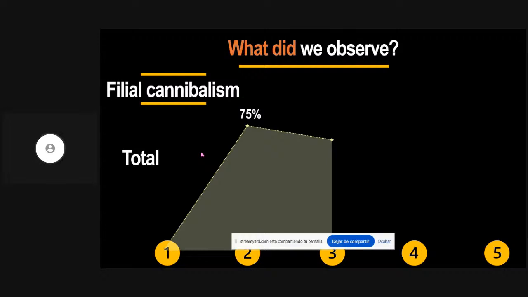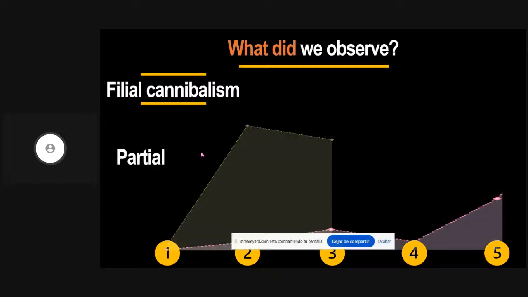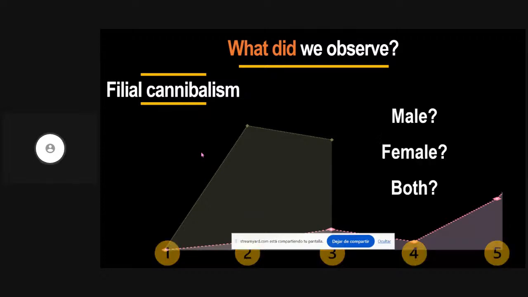The mean percentage of cannibalism on day 2 was 75, while for day 3 was 66. In comparison, for partial filial cannibalism, the percentage of cannibalism was lower. The higher rate was for day 5 to day 6 with 28%, and from day 2 to day 3, 11%. Up to this point, we know that this species performs filial cannibalism, but there's another question. Which sex is performing this cannibalism? The male, the female, or both parents?